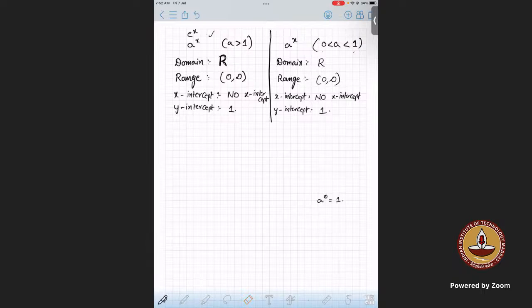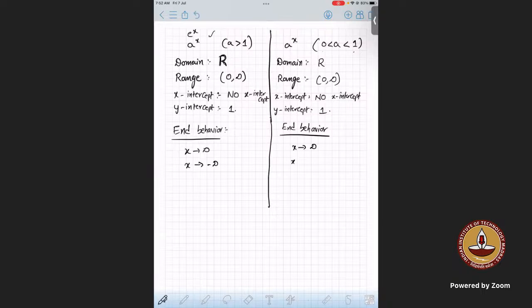Now I'm asking about the end behavior of both things. We already calculated end behavior for polynomials: x tends to infinity, x tends to minus infinity. The same way here. For x tending to positive infinity, y also tends to positive infinity.